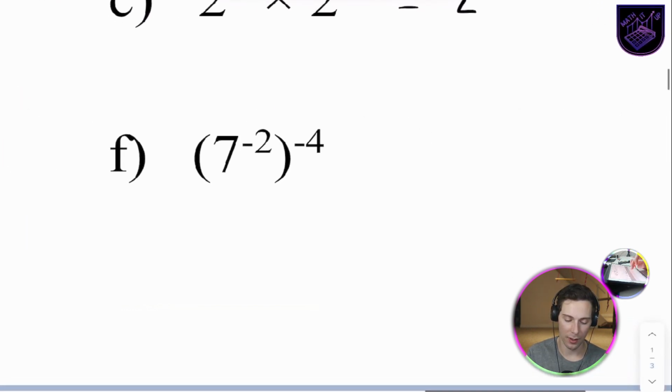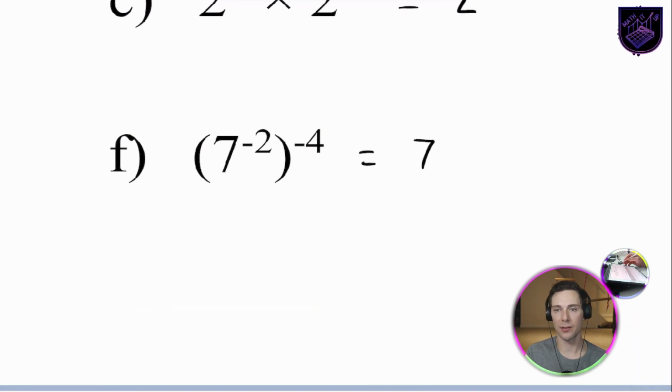F. 7. The base is always going to be the base. We're simplifying. We're going to multiply. This is the power of a power law. Multiplying negative 2 and negative 4, the two exponents. This is going to give us an answer, 7 to the power of 8.